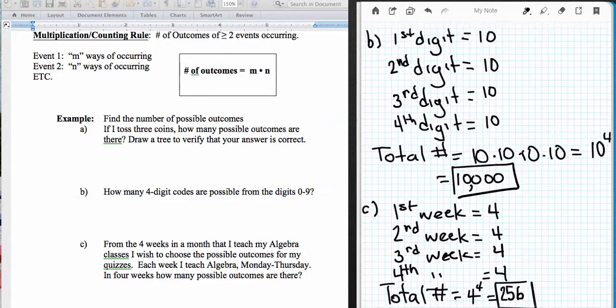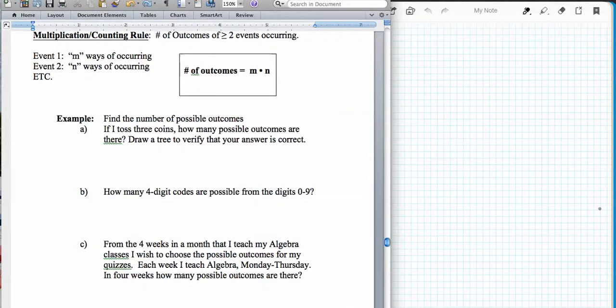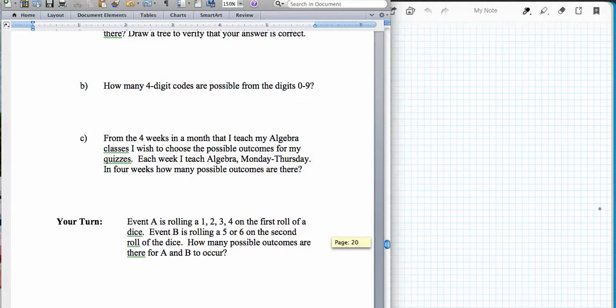And again, I don't think I'd want to draw that in a tree diagram. I could, but I don't think I'd want to. That's a lot of ones to draw out and just take a lot of time and space.